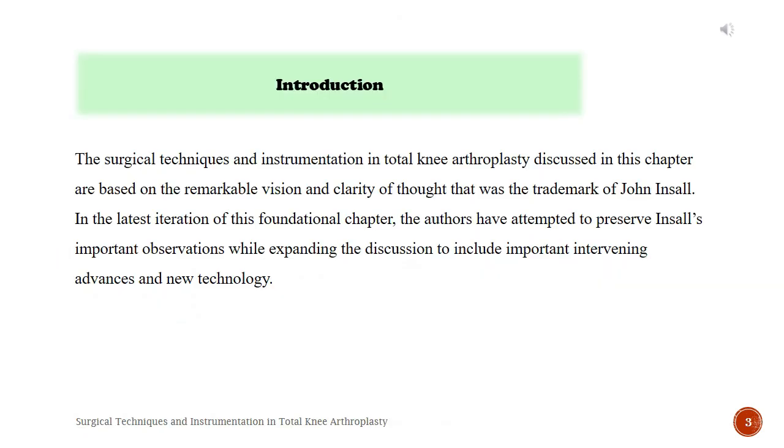Introduction. The surgical techniques and instrumentation in total knee arthroplasty discussed in this chapter are based on the remarkable vision and clarity of thought that was the trademark of John Insall. In the latest iteration of this foundational chapter, the authors have attempted to preserve Insall's important observations while expanding the discussion to include important intervening advances and modern technology.